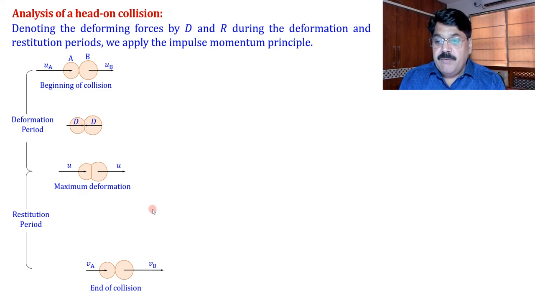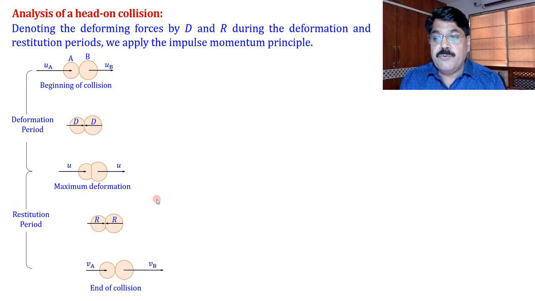In the same way, we can show the deforming force during the restitution period. So here, the deformation is not maximum, it has recovered somewhat. So the deforming force on body B by body A will be towards right, and on body A by body B will be towards left. So here, see, this R is the deforming force during the restitution period on body A due to body B. And similarly, this is the deforming force during the restitution period on body B due to body A.